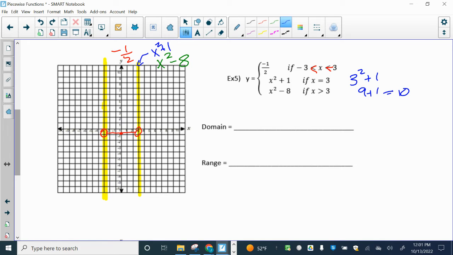So that would just be a point that we could plot. 3 comma 10, right there. And then lastly, x squared minus 8 for when x is greater than 3. Okay, like we did in the previous example, let's just graph the function, and then we can erase what we don't need.